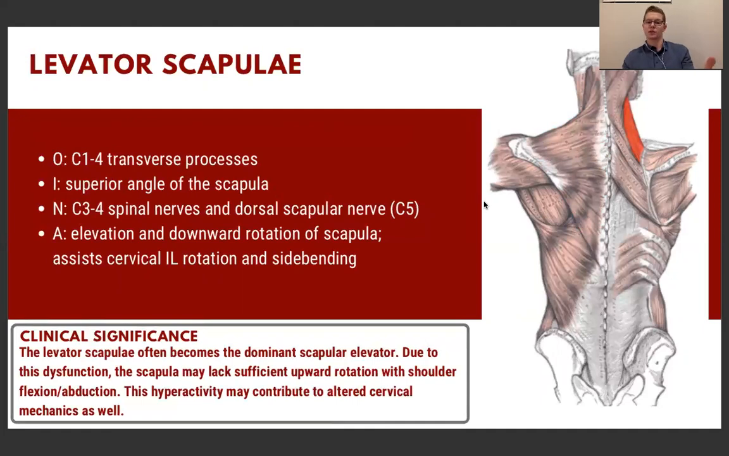And then if you look at the clinical significance, the levator scap often becomes a dominant scapular elevator, but because of that, it's also going to pull them into downward rotation. And someone who's chronically stuck in downward rotation is going to come in with shoulder impingement or maybe potentially a degenerative rotator cuff tear, because as they're lifting their arm up, that motion isn't coming from the upward rotation. The shoulder blade is getting stuck down, and it's going to lead to some impingement type symptoms. That is something that you'll commonly see.